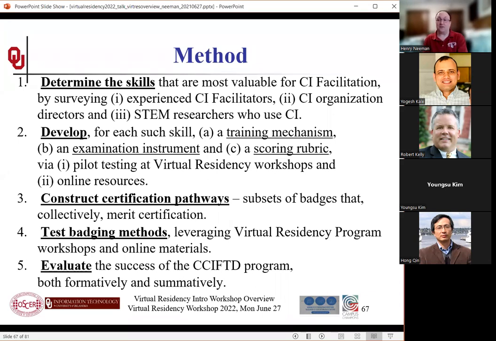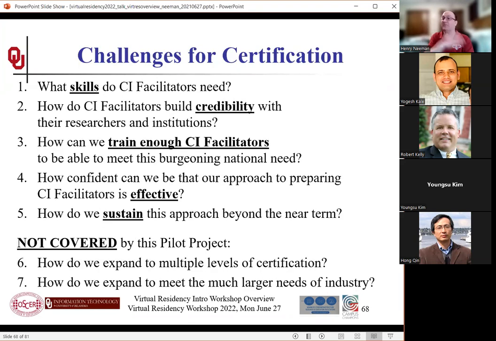Based on the list of skills that they say, in addition to our own understanding, we'll create a training mechanism, an exam, and a scoring rubric, and then pilot test that partially through the virtual residency, partially through creating online resources. Then we construct collections of badges that constitute certification. We test all of this and we evaluate it. We have an evaluator, the same evaluator who does the Exceed evaluation.